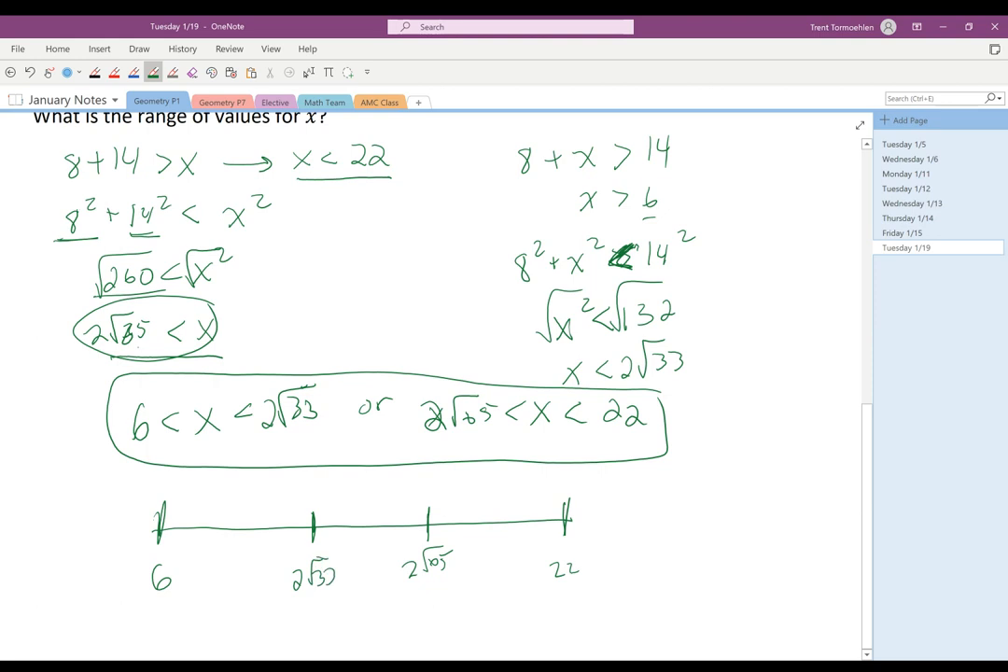And this always works where these two are the right angles. Whatever you need to do the Pythagorean theorem, that's right. In between the smallest and the first right angle is an obtuse triangle. Anything in between the second right angle and the largest value is an obtuse triangle. And anything between the two right angles is an acute triangle. And that just makes it really easy to see what your answer is. Our answer for this one was 6 to 2 root 33 and 2 root 65 to 22.